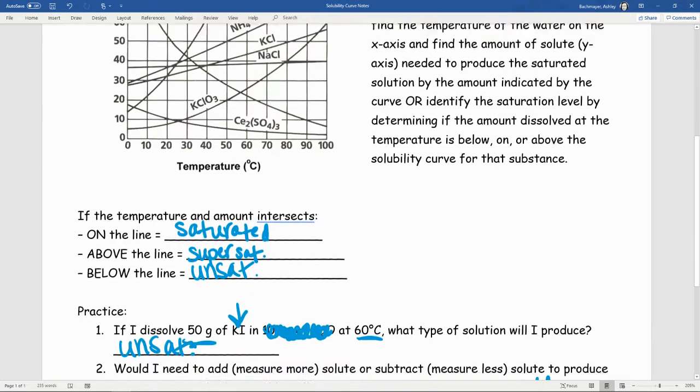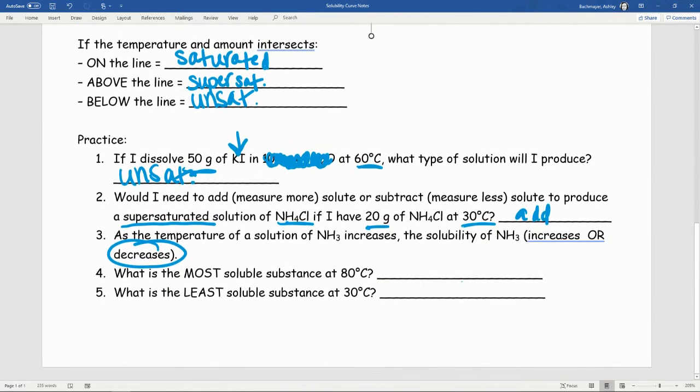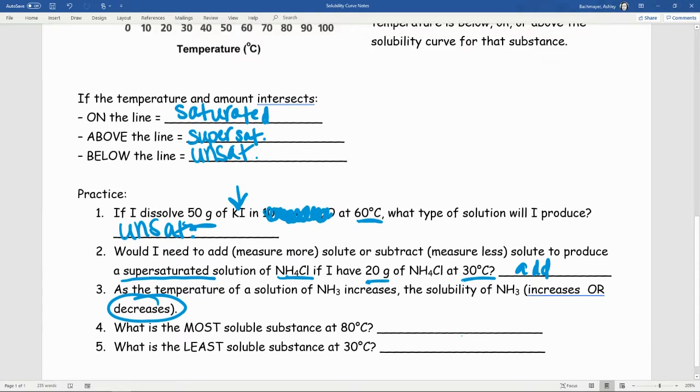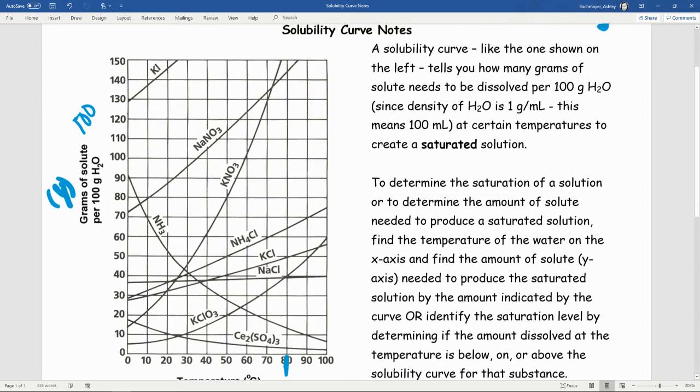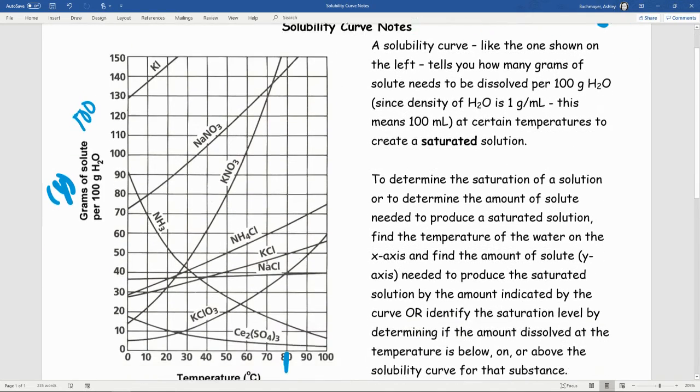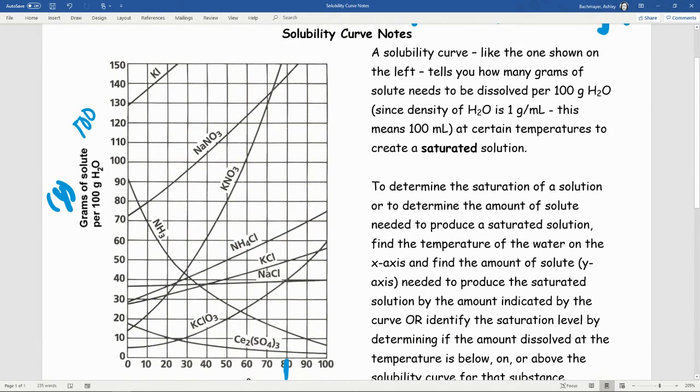So now, moving on to question number 4. What is the most soluble substance at 80 degrees Celsius? So 80 degrees Celsius is here, and we want the most soluble. If it is going to be the most soluble substance, that means it is going to dissolve the most solute. So we want to start up at the top because we want the most soluble. So this is our 80 degrees Celsius. We're going to start at the very top.